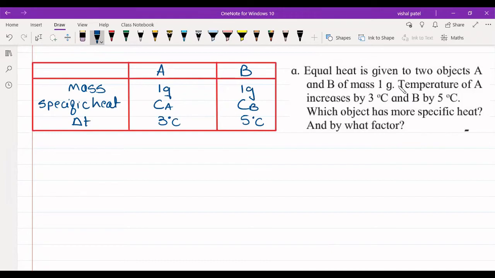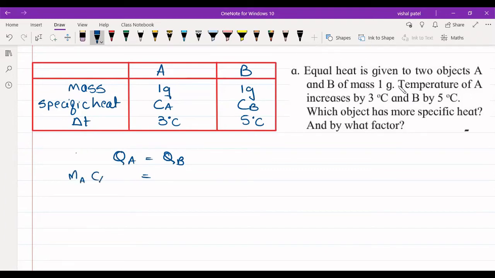Now see what I'm writing. Equal heat is given. So see what I'm writing. Can I write like this? QA equal to QB, meaning heat of A equal to heat of B. Now see what I'm writing.